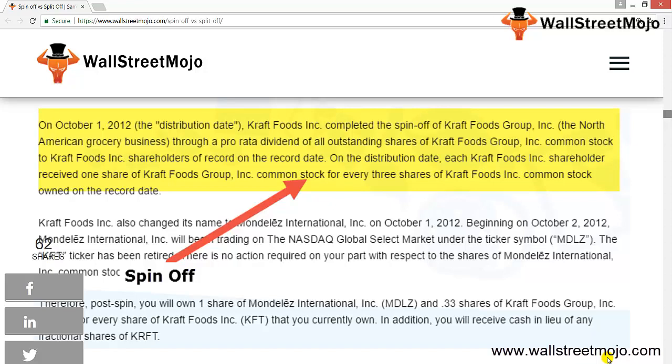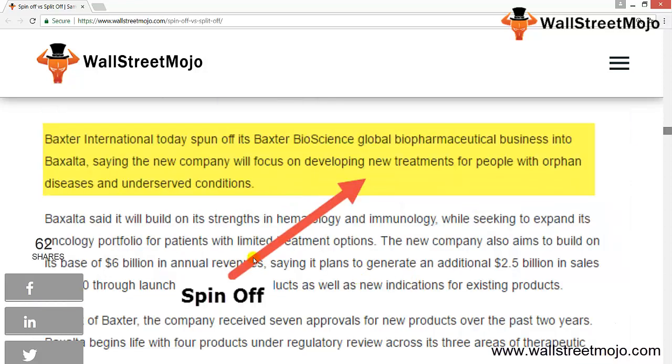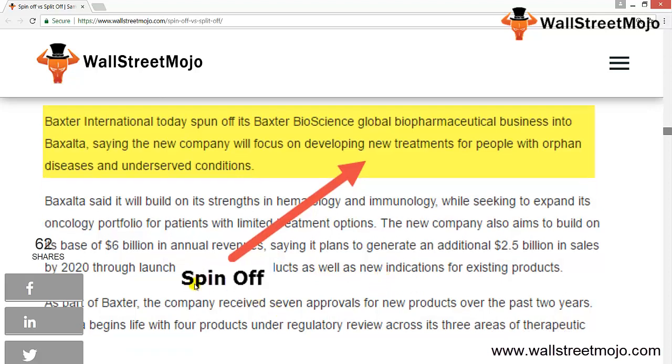This was the article which says that Baxalta said it will build on its strength in hematology and immunology while seeking to expand its portfolio for patients with limited treatment options. The new company aims to build on its base of 6 billion in annual revenue, saying it plans to generate an additional 2.5 billion in sales through launches as well as new indications for existing products. As a part of Baxter, the company received 7 approvals for new products over the past 2 years, and it begins life with 4 products under regulatory review across its 3 therapeutic areas.